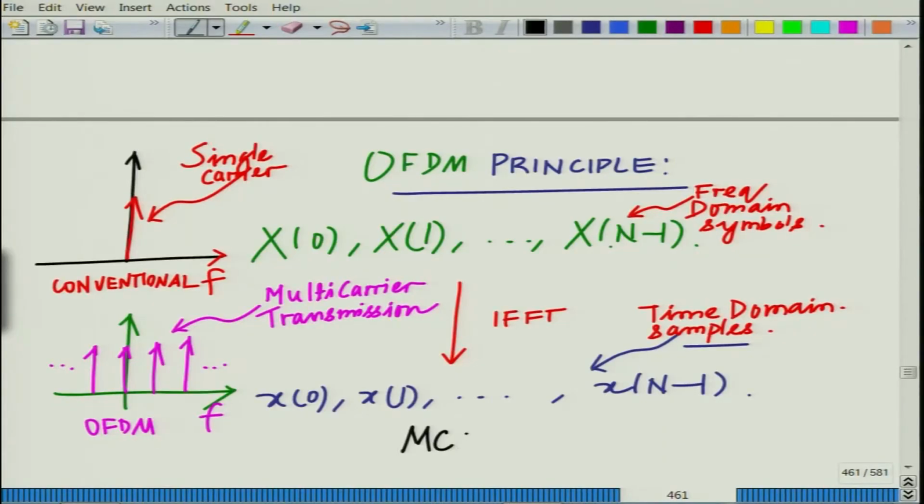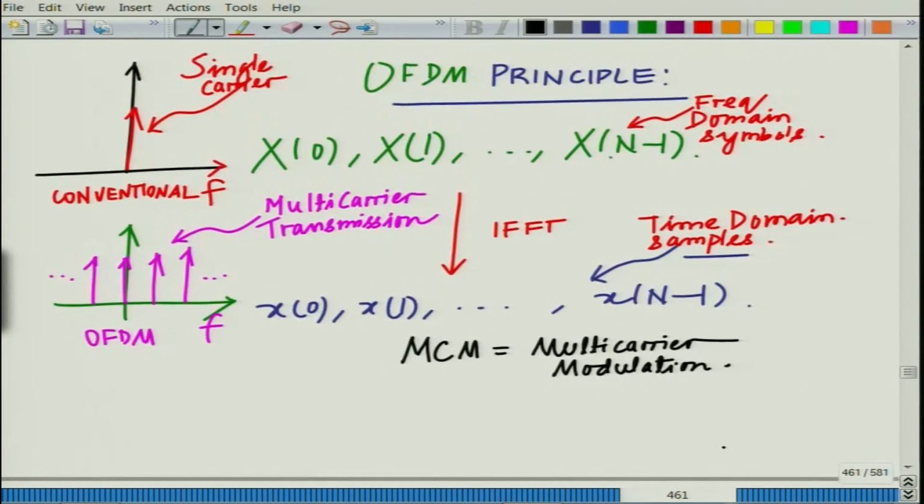So, OFDM is also known as an MCM system, that is multi-carrier modulation. All right, so this is also known as MCM. This is equal to multi-carrier modulation.